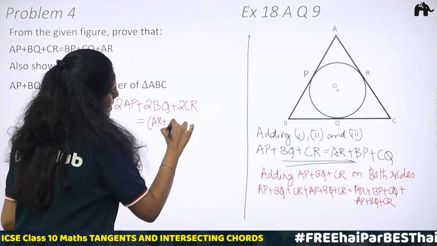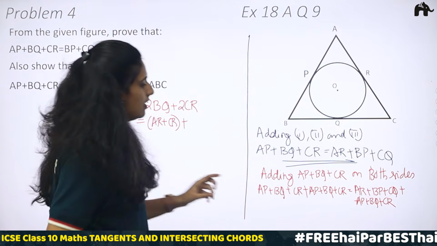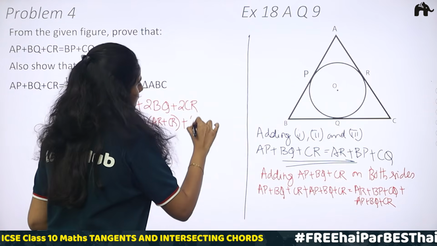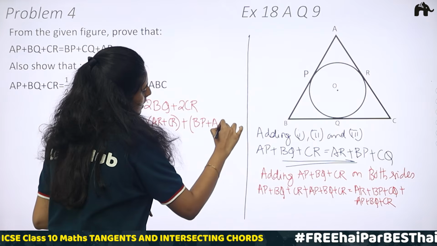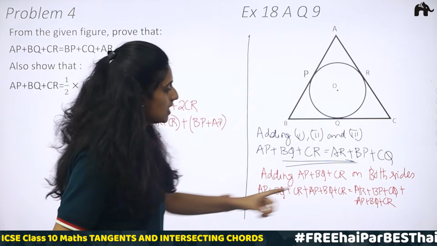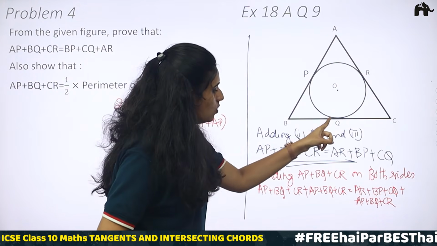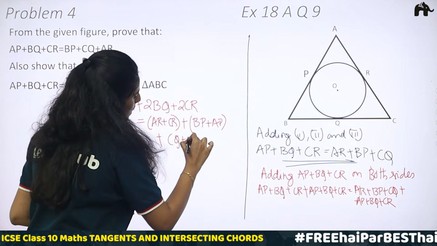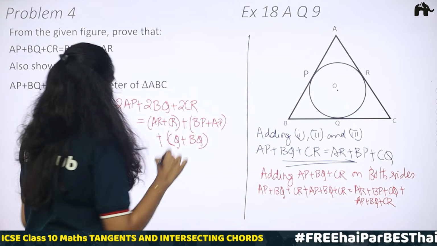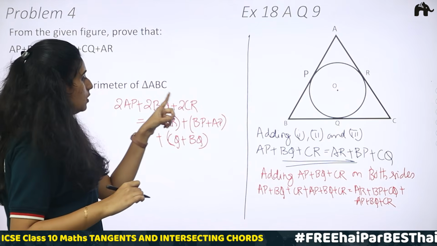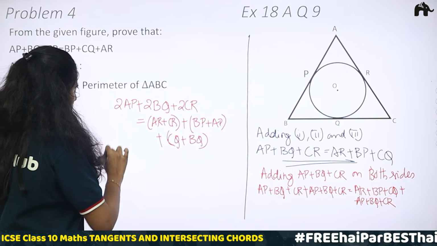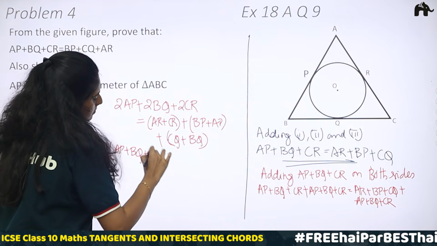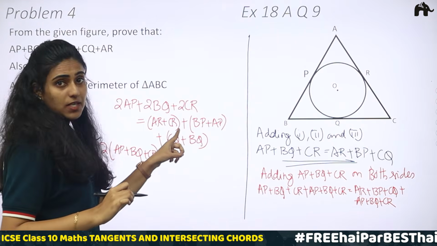AR plus CR. Then here we have BP and AP. BP plus AP plus CQ. Here we have CQ and BQ. CQ plus BQ. 2AP plus 2BQ plus 2CR can be written as 2 into (AP plus BQ plus CR), which is equal to AR plus CR.